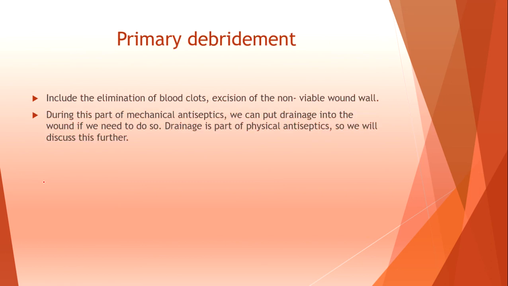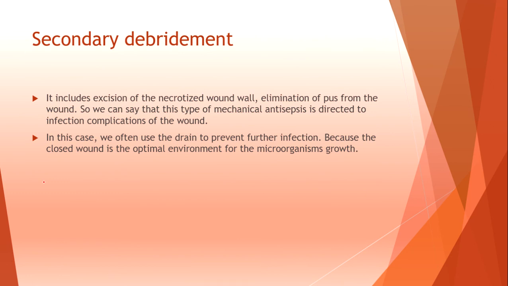Primary debridement includes the elimination of blood clots and excision of the non-viable wound walls. During this part of mechanical antisepsis, we can put a drain into the wound if we need to. Drainage is part of physical antisepsis, so we will discuss this further. Secondary debridement includes excision of the necrotized wound wall and elimination of pus from the wound. So we can say that this type of mechanical antisepsis is directed at infectious complications of the wound. In this case, we often use a drain to prevent further infection because a closed wound is the optimal environment for the microorganisms' growth.